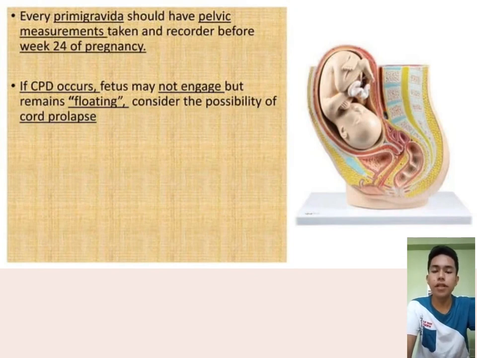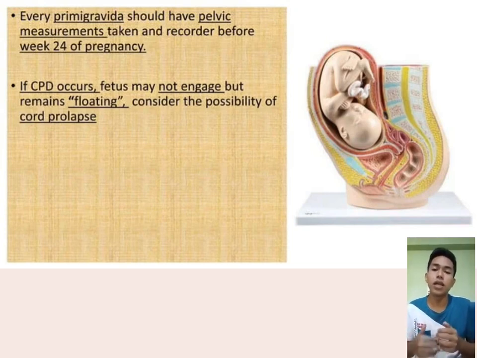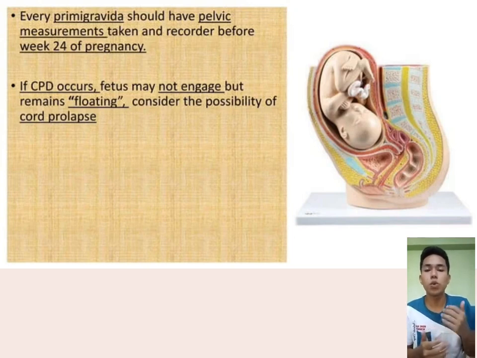Every primigravida should have pelvic measurements taken and recorded before 24 weeks of pregnancy, so that the nurse should know if there is any complication that will arise during labor. They can have early intervention to prevent such a situation.